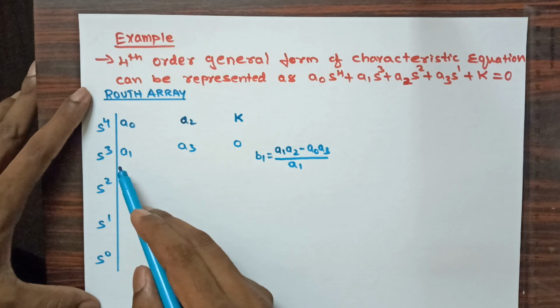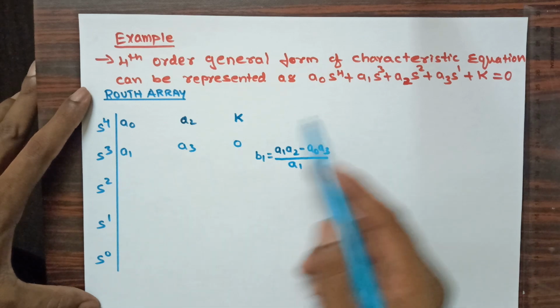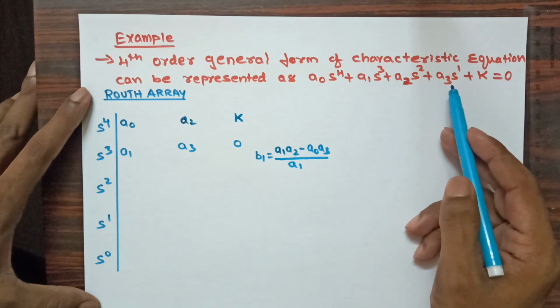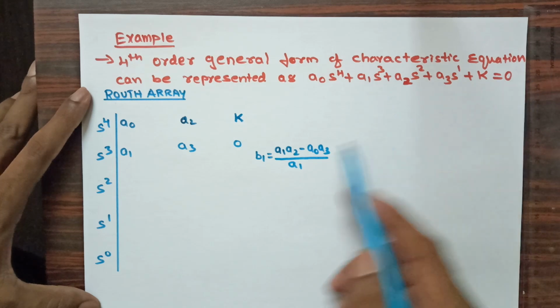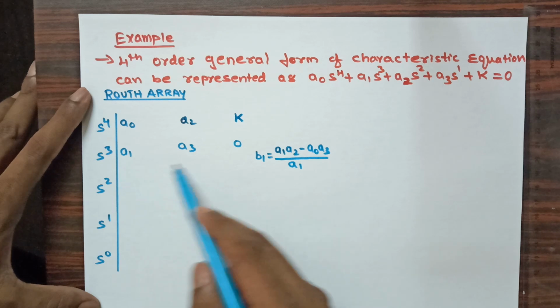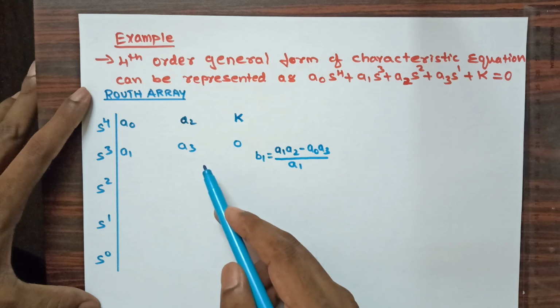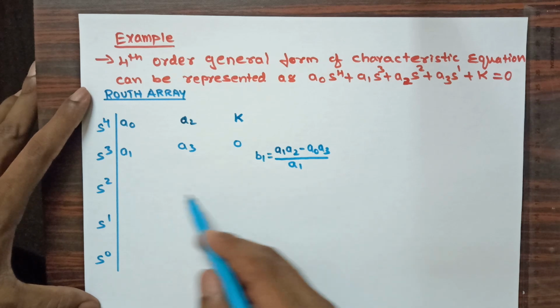Now to form the second row, we know that we are going to consider the odd coefficients, that is you can see here a1, a3, and we do not have a5 in this, therefore I am considering that as 0. You can see here in the second row I have considered a1, a3 and 0. In this way we are going to form the two rows, and we know the procedure to form the third row.